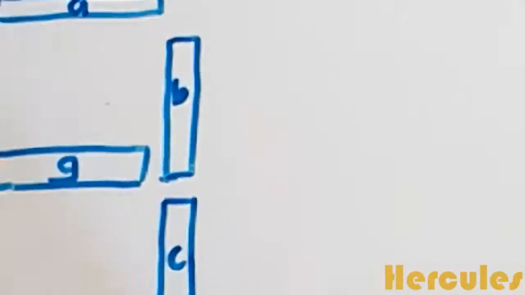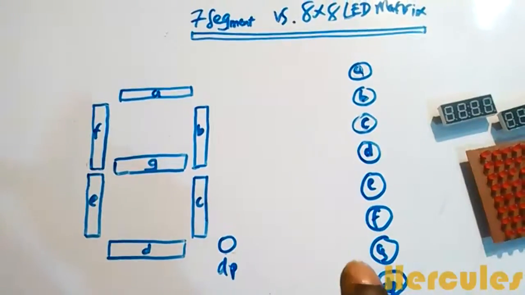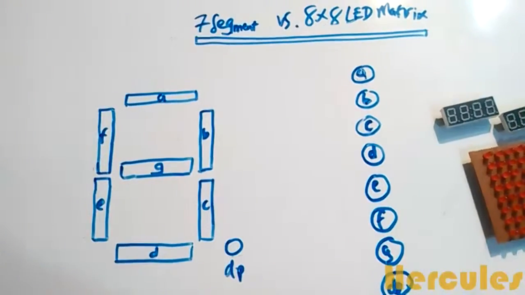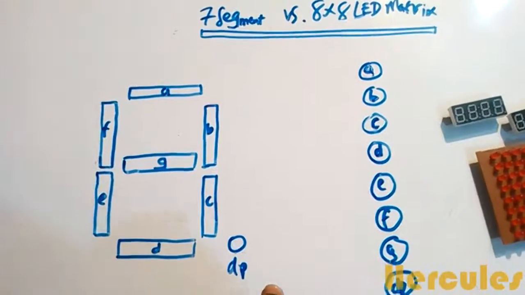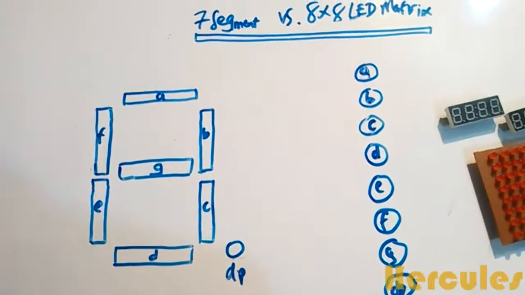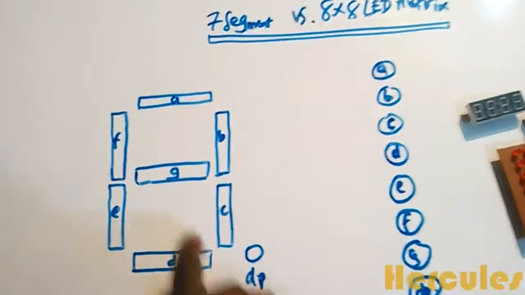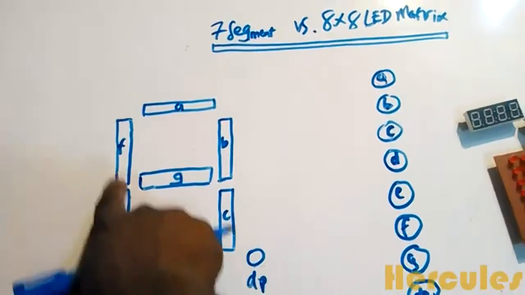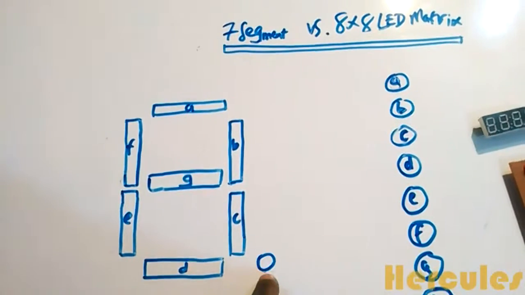Basically, I'll just explain the difference between the 7 segment and the 8 by 8 LED matrix. They're actually the same, but they are physically arranged differently. So the 7 segment actually has 8 LEDs. I'll show you. This is 1, 2, 3, 4, 5, 6, 7, and this is 8.